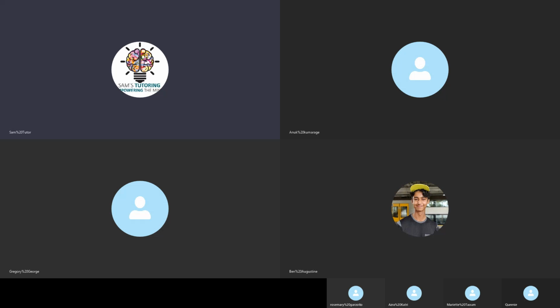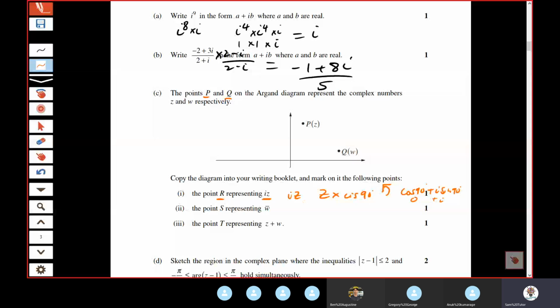So yeah, iz equals z times cis 90. And like I said, cis 90 is cos 90 plus i sine. Okay, so where would you move this if you've got to move this 90 degrees? You're going to move it 90 degrees to the left. Well, that would look something like that. That would be r. Does that make sense?